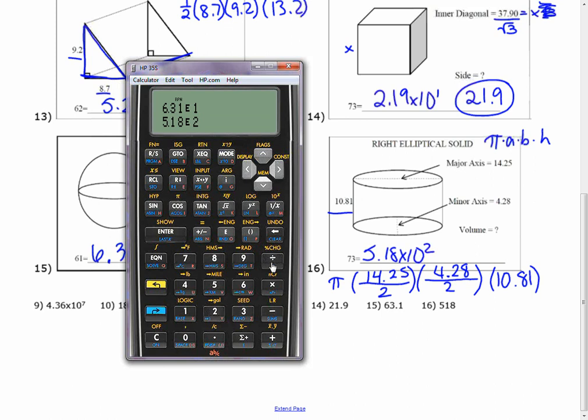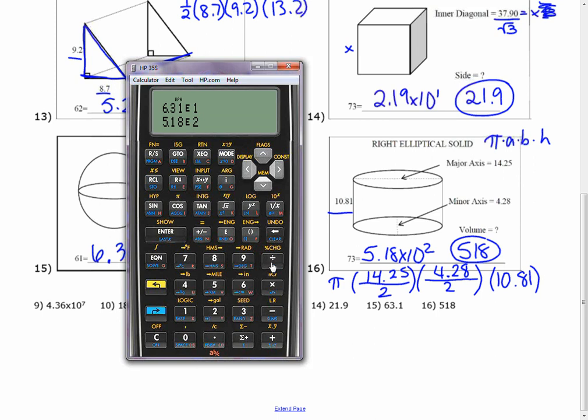Be careful how you write your numbers. My 5 I did not write very clearly there, and some people might interpret that to be different things. So just be careful with your handwriting. And I could just go ahead and move that decimal over twice and get 518.